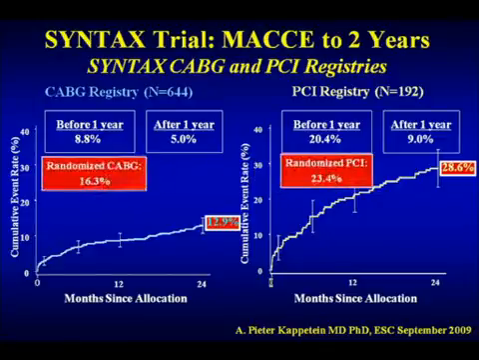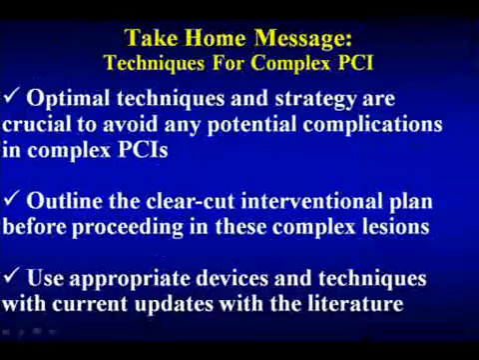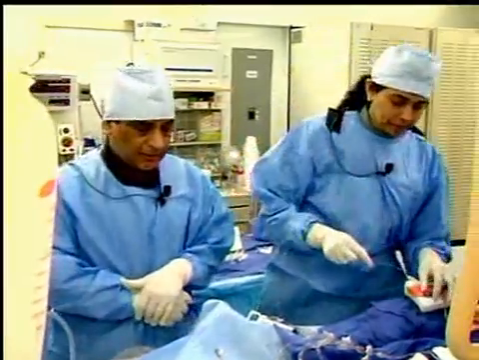Now respective numbers are there. That PCI registry event rate was higher than the randomized PCI, but clearly the randomized CABG had a lower event rate. Randomized CABG had actually a higher event rate compared to the registry. What basically it means is that once you decide based on the lesion complexity, CABG gives you very good outcome in the long run. So that message, I think we practice here at Sinai also, that the patients with complex disease with a SYNTAX score of 33 and above, they routinely get a surgical consultation.